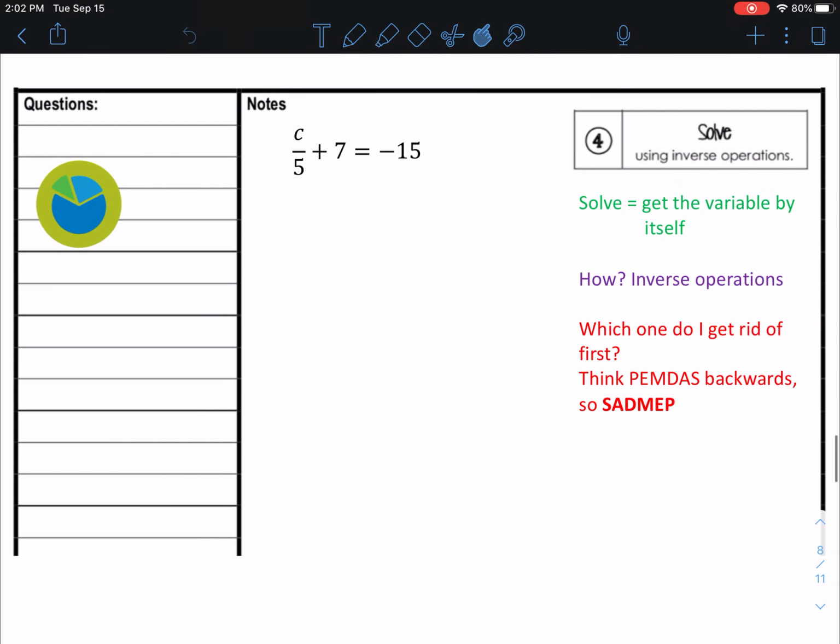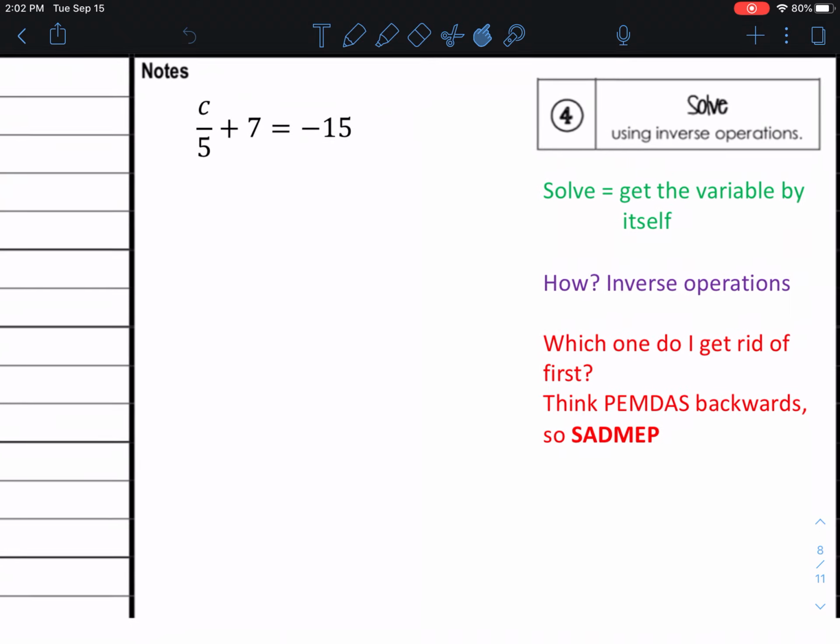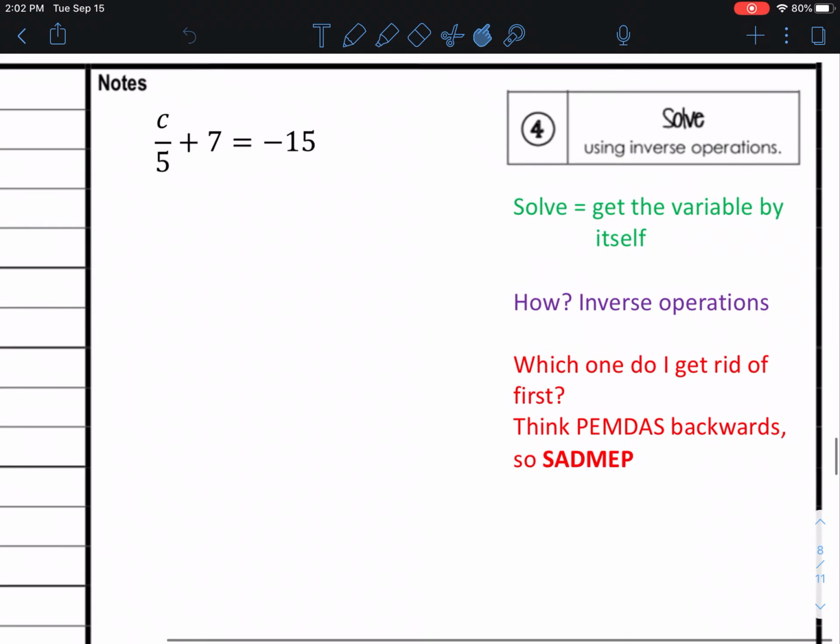So remember, when we're solving equations, we have a number of steps, but we're really focused on that last step. Solve, you got to get the variable by itself. That's what that means, and use inverse operations to do that. And then what order do we do that? We want to think PEMDAS backwards, so SADMAP.